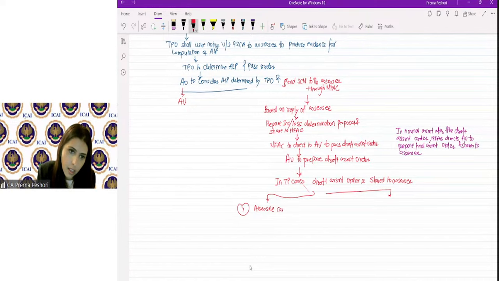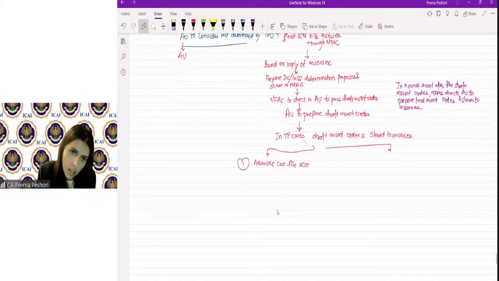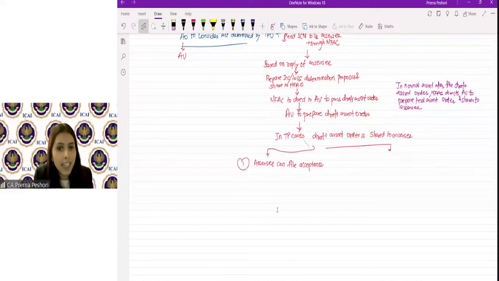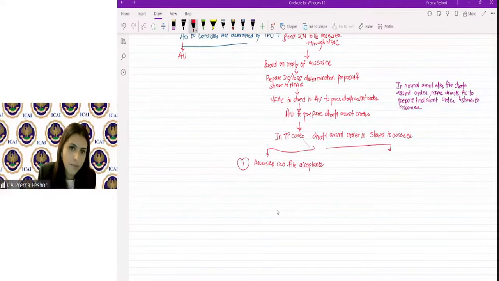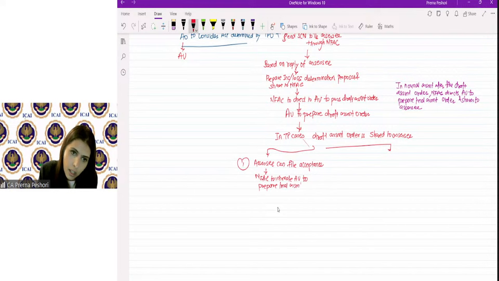Assessee can file the acceptance, and based on the acceptance received from the assessee, the NFAC will intimate AU to prepare the final assessment order.